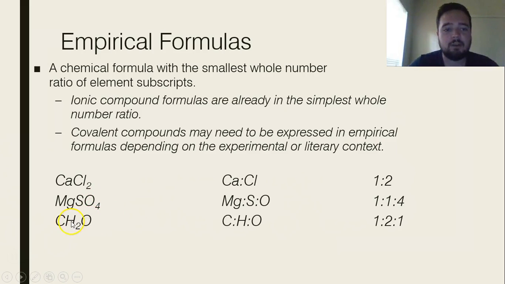Now, we get to CH2O. This is the empirical formula for glucose, which is C6H12O6. With that common multiple of 6, it's able to reduce those subscripts down to 1 to 2 to 1. So for every carbon, hydrogen, and oxygen in glucose, there is a 1 to 2 to 1 ratio between those atoms. So when I multiply this by 6, I get C6H12O6.